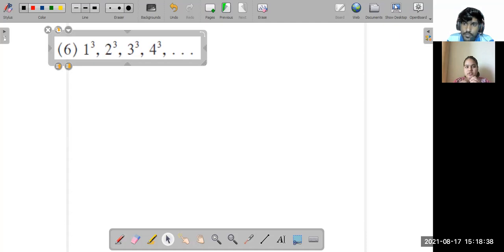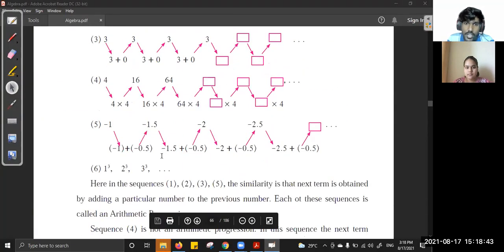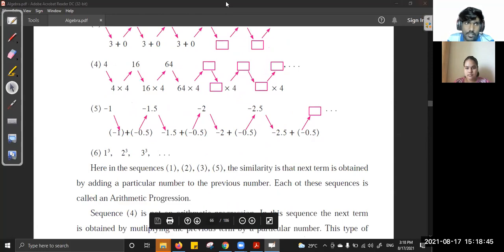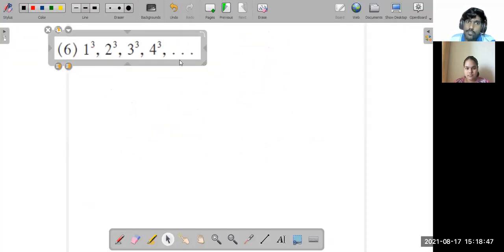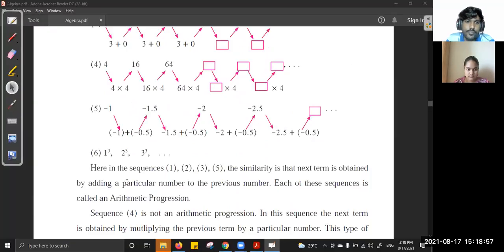Okay, so it's only raised to 3, raised to 3. That's increasing. It's just raised to 3. All natural numbers raised to 3 and nothing else. So basically, after this, it will be 5 cube, then 6 cube, and 7 cube, and so on. That's the only rule here. Clear?